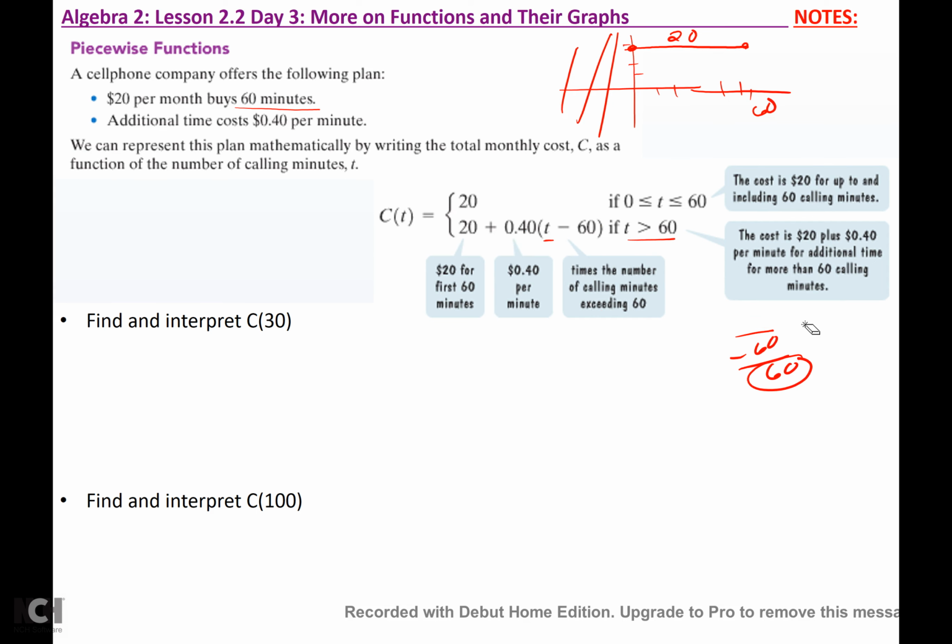Alright, so at any rate, there's my piecewise function. I hope you paid attention to how they wrote them because you're going to have to write your own very shortly.